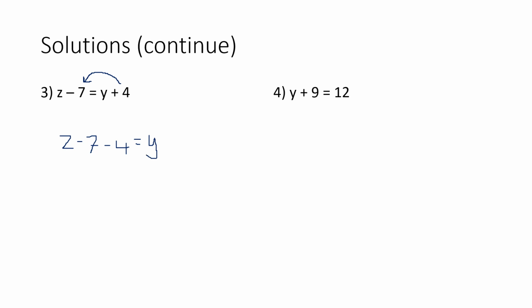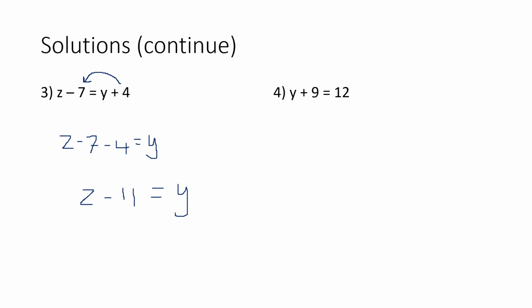And here we could do one thing further to simplify. We could actually compute minus 7 minus 4. When I say compute, I mean simplify. So minus 4 minus 7 is the same thing as z minus 11 equal to y. And that is our answer there.